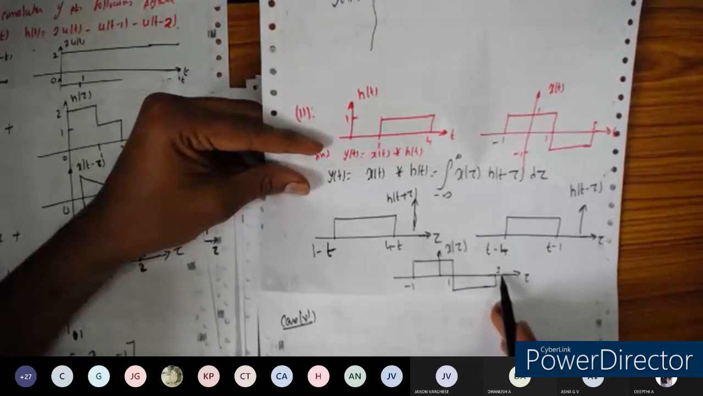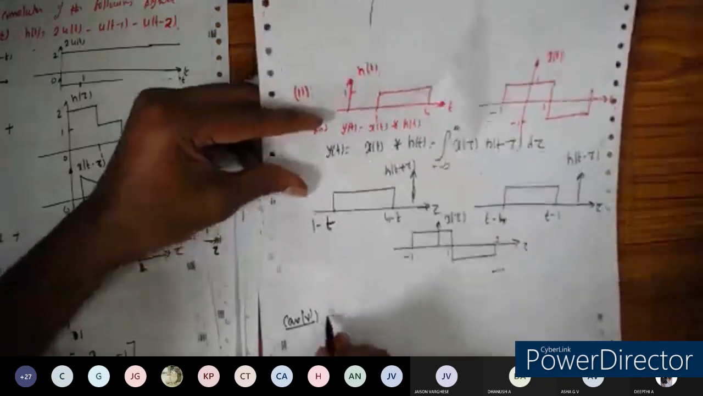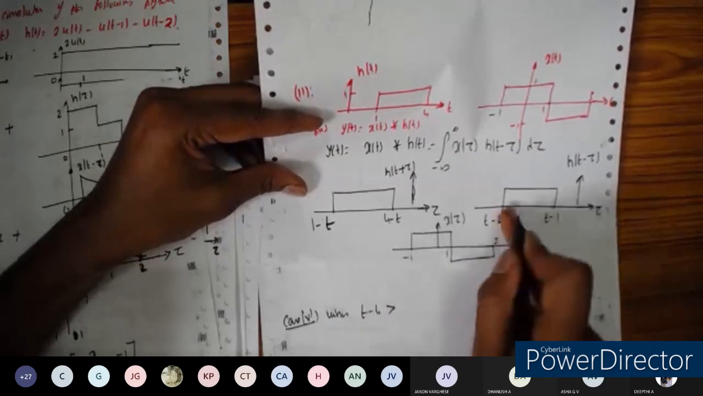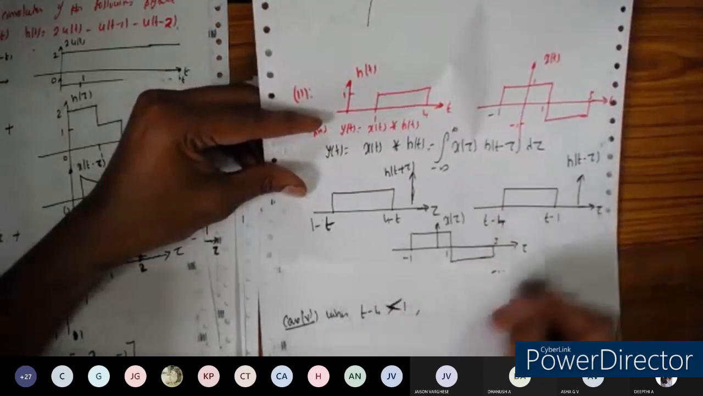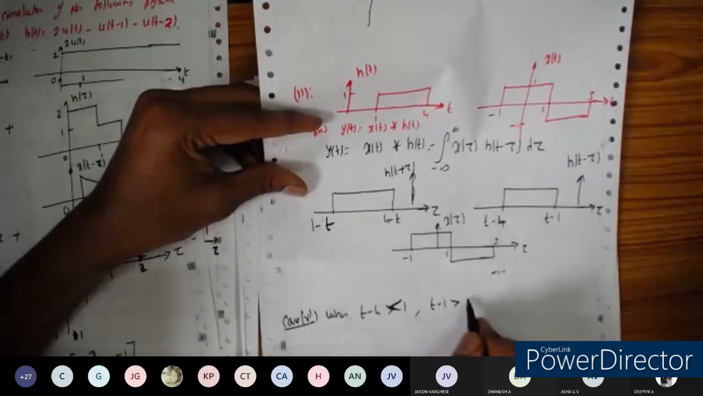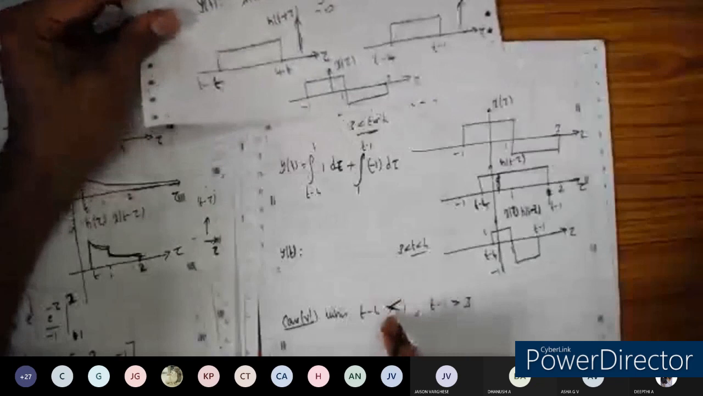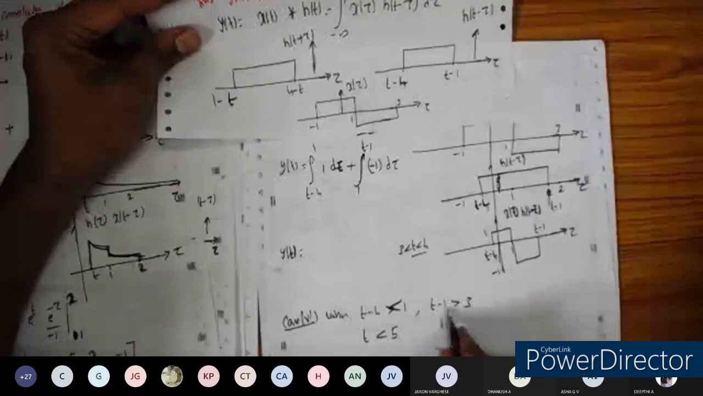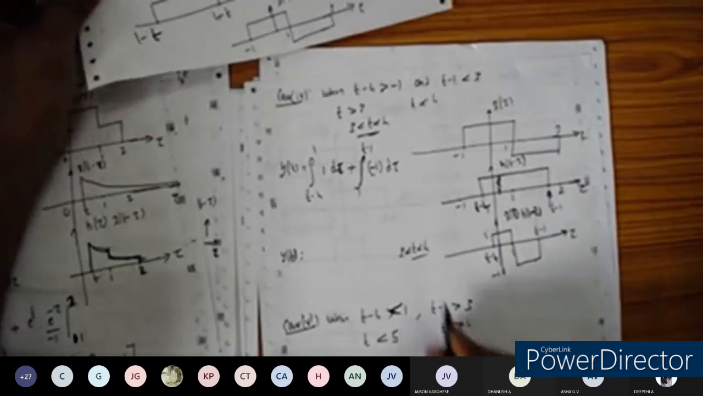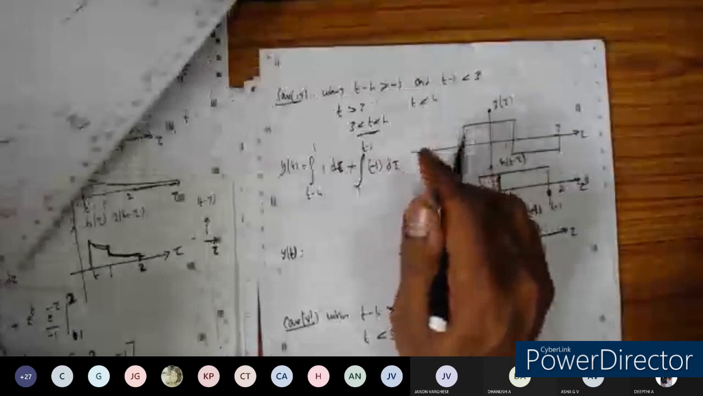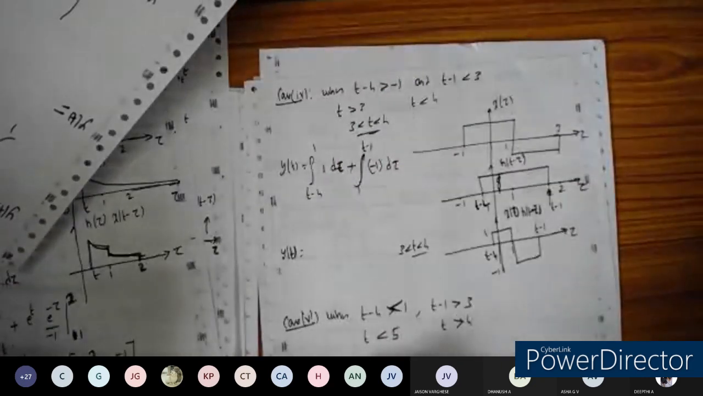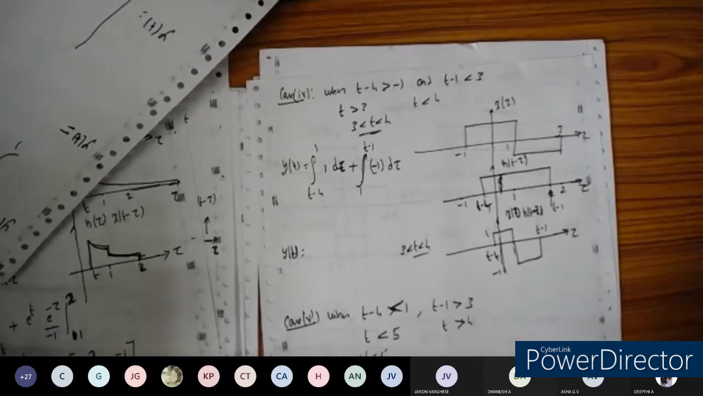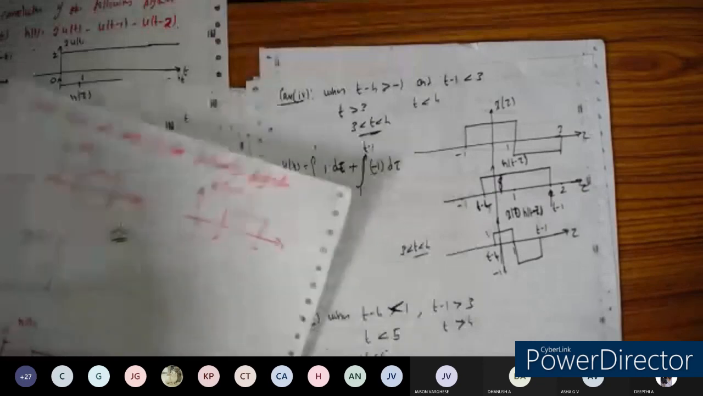So for this case, t minus 4 is less than 1, and the other condition is t minus 1 is greater than 3. Let me check with this one. Sending -4 to that side, t is less than 5. Sending 1 to that side, t is greater than 4. Here we need the continuous time interval, and here we have 3 to 4. So we get 4 less than t less than 5. Draw the waveform accordingly.